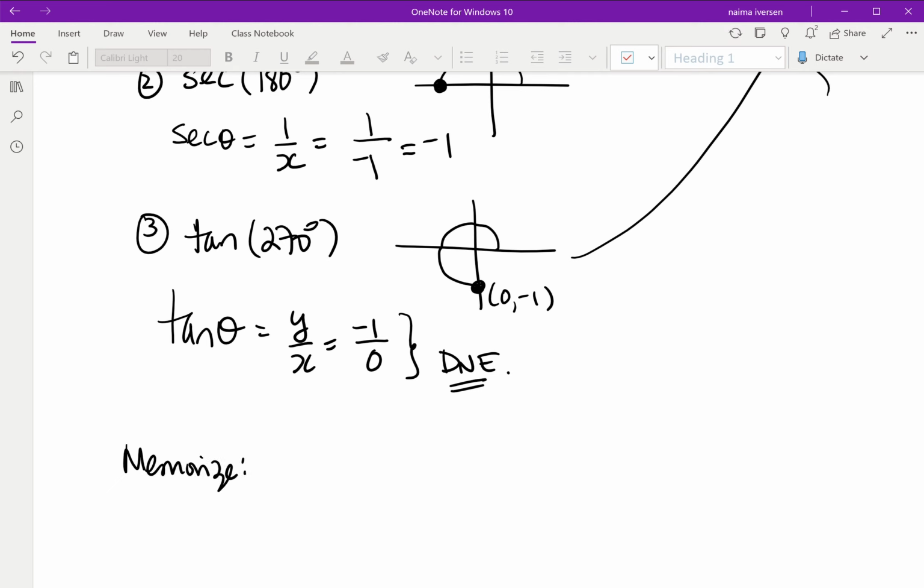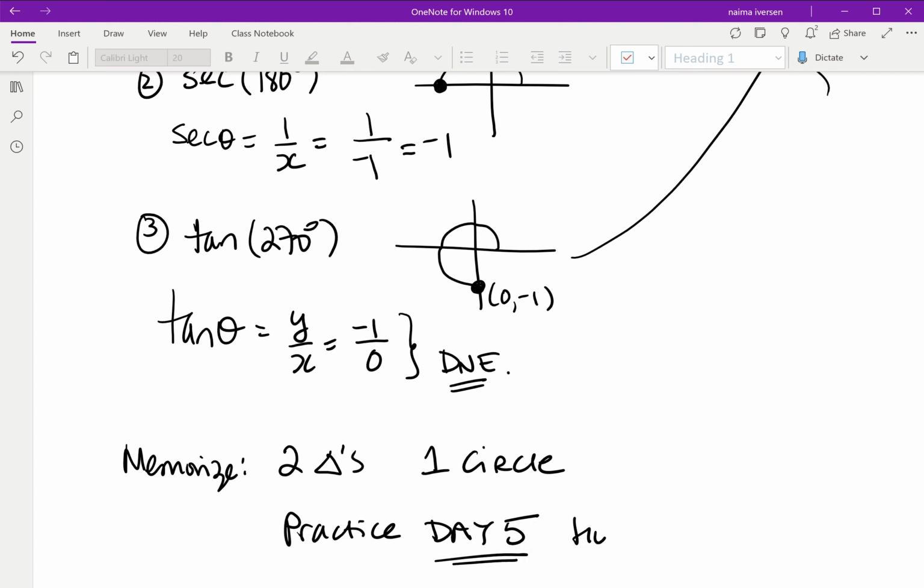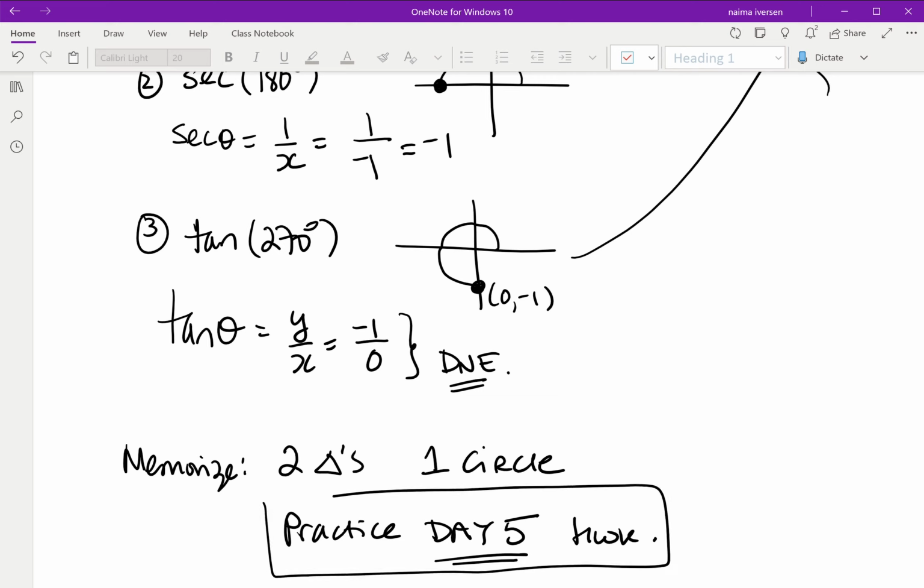So what you need to be able to do is you now need to memorize the 2 triangles and 1 circle and practice day, let's count it, 1, 2, 3, 4, probably day 5. Day 5 in your homework. And what's going to happen tomorrow on day 6 is that you are going to be dealing with equations with these things. So please make sure that you do practice your day 5 homework and you're comfortable with your 2 triangles and your 1 circle.